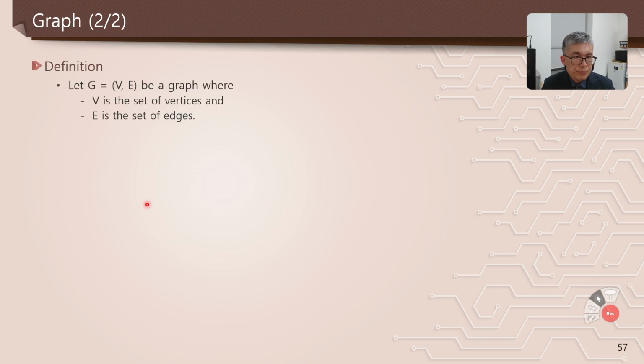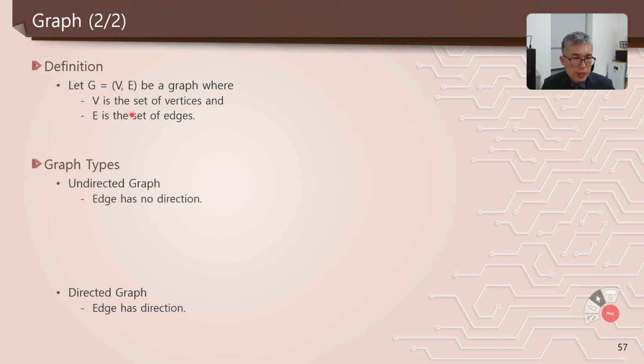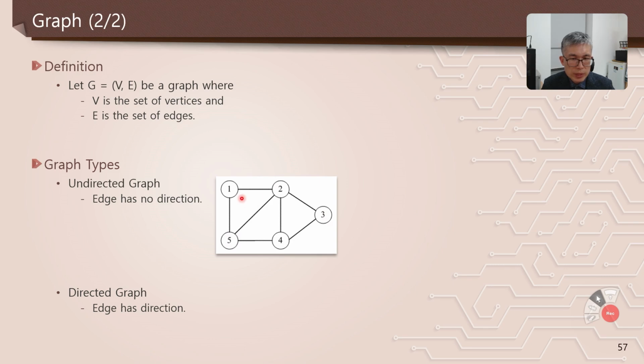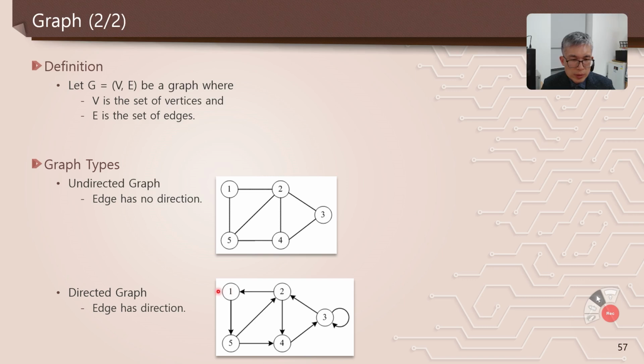So graph G consists of vertex set V and edge set E, and we have two types of graph. With the undirected one, between vertices the edge has no direction. However, this one has a direction. This arrow means head. This one is the tail node. And this one is a kind of loop, where tail and head are the same.